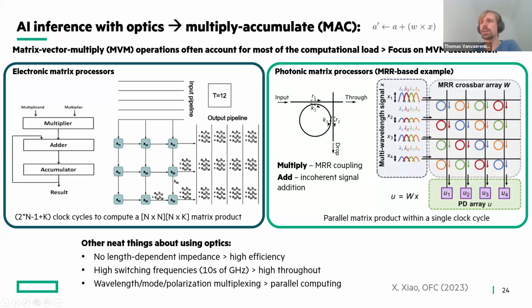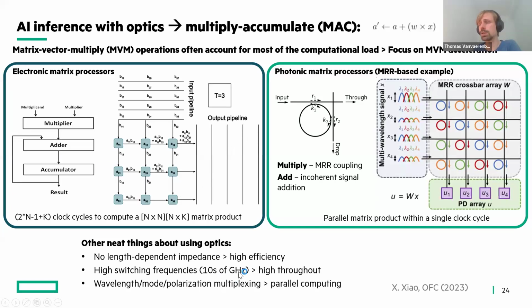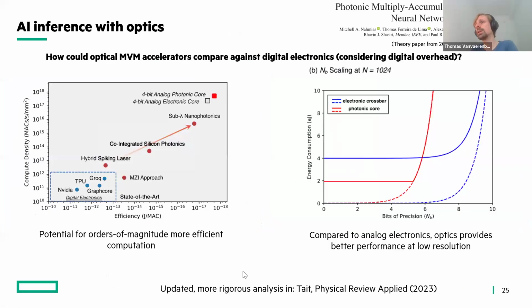There are plenty of ways of doing it. Typically, we want to use multiplexing capabilities of light and high switching frequencies. We want to benefit from that, and so on. These ideas have been out there for quite some time. The hope was that we could increase energy efficiency and compute density with these schemes over digital.